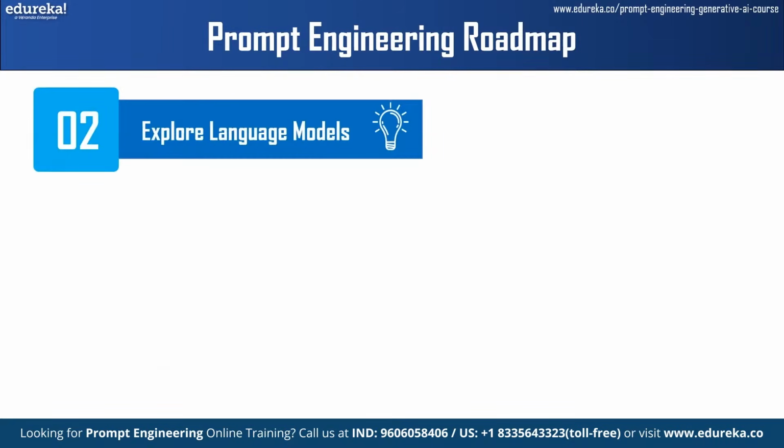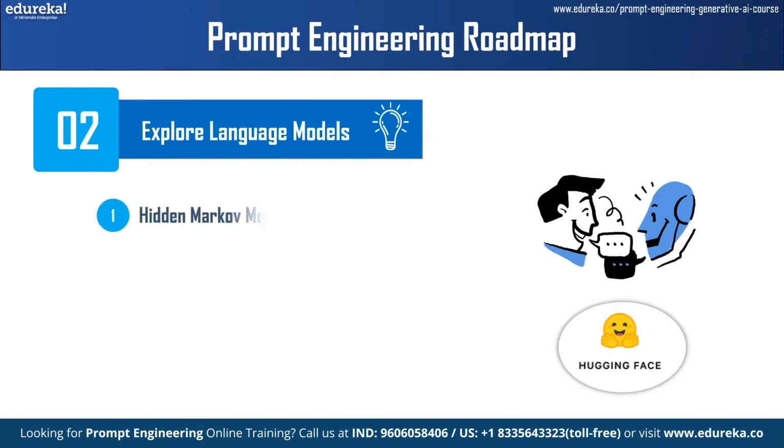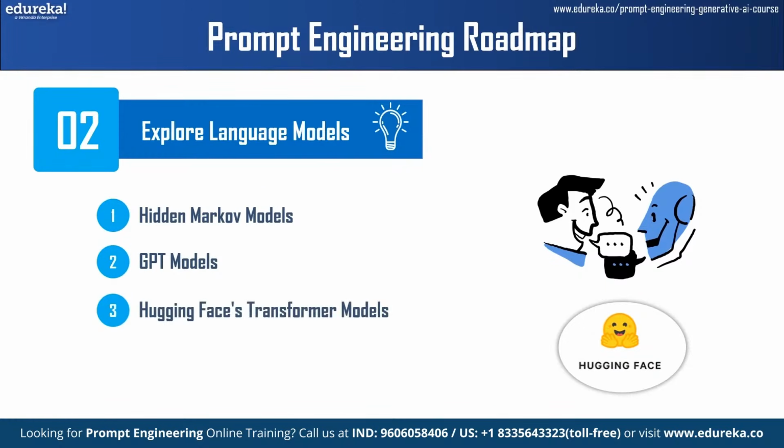Step 2 is exploring language models. Learn about different types of language models, including traditional statistical models such as n-grams and hidden Markov models. Understand how these models work. Start experimenting with pre-trained language models such as GPT models developed by OpenAI. Use libraries like Hugging Face's Transformers or OpenAI's GPT libraries to interact with these models and generate text based on prompts.